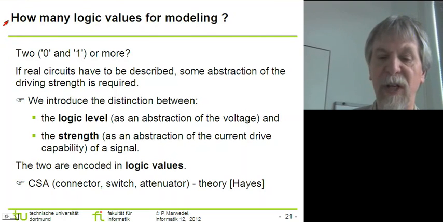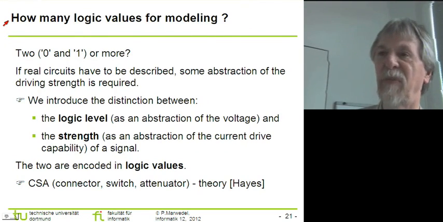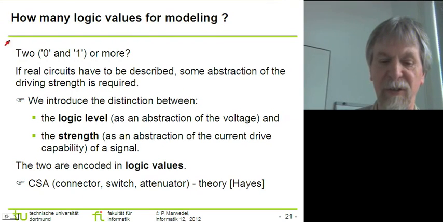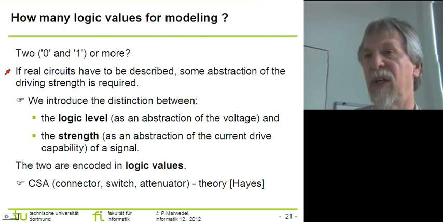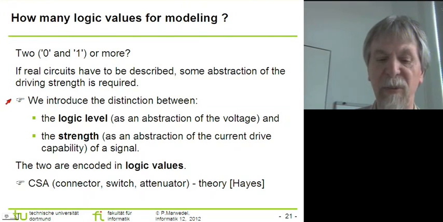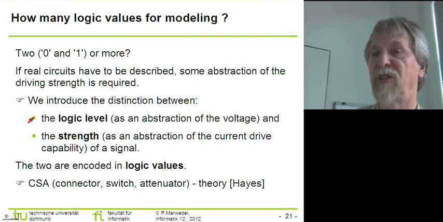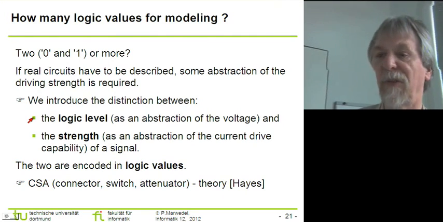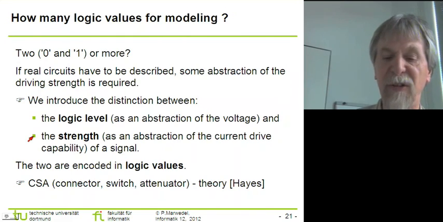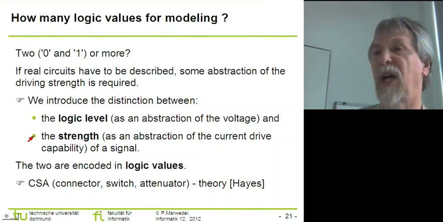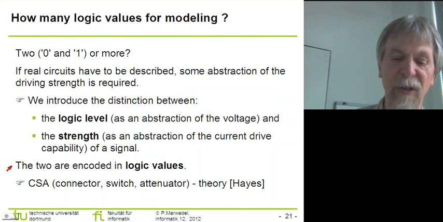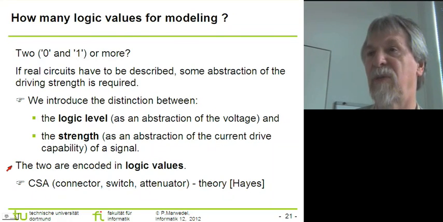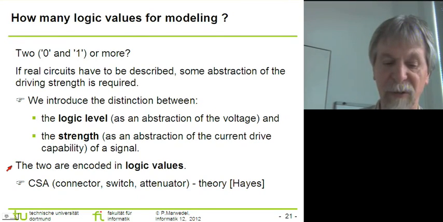So how many logic values should we use for modeling, for really capturing the behavior of realistic systems? Well, we could think of using just ones and zeros. However, if we look at actual circuits, we have to realize that in general we have to distinguish between what we call the logic level, which is a kind of abstraction of the voltage, and the driving strength, which is a kind of abstraction of the current drive capability of a system. These two may be different, and we will be encoding these two in so-called logic values, and we will consider more than just two logic values.